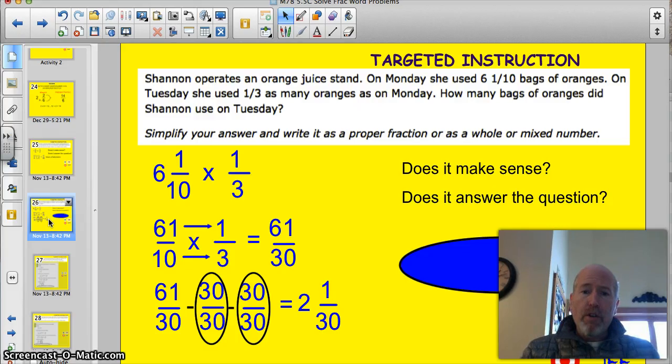Shannon operates an orange juice stand. On Monday, she used 6 1/10 bags of oranges. On Tuesday, she used 1/3 as many oranges as on Monday. How many bags of oranges did Shannon use on Tuesday?